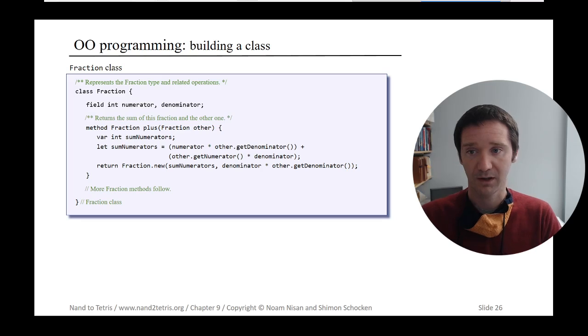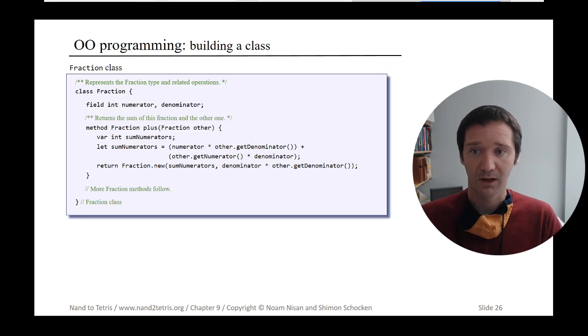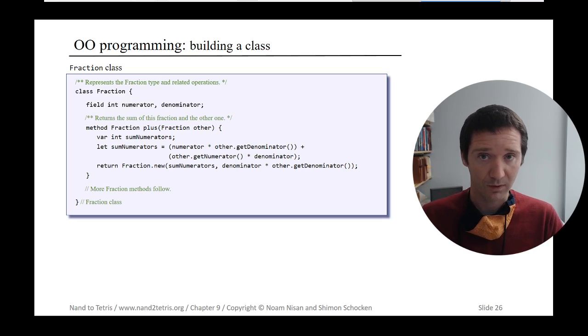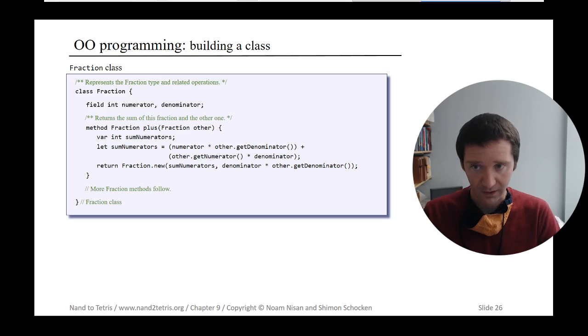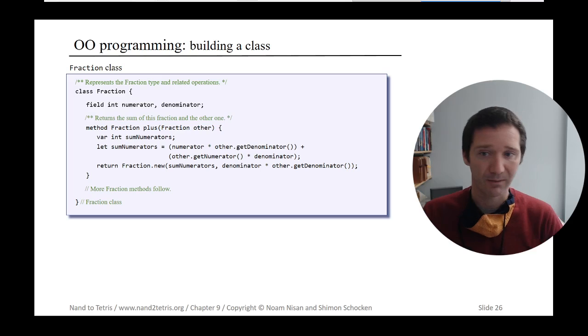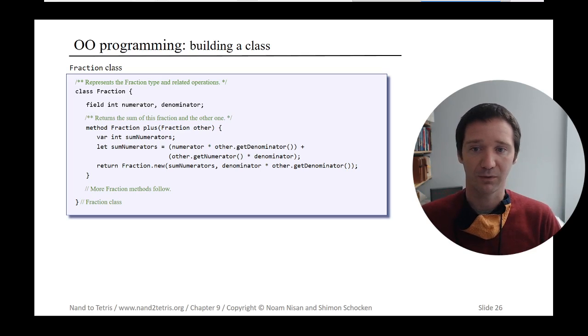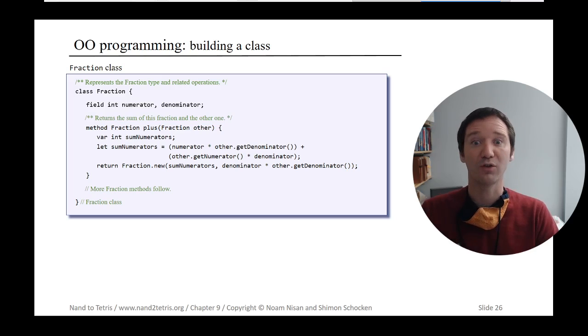You can see this in what we have for our method. We have method fraction plus, so it's going to return a fraction, and we pass it a new fraction called other. Inside of this function, we're going to create our numerator. We sum the numerator times the other fraction's denominator and add that to the other fraction's numerator times our denominator. And we simply return the result of this. So we're returning a new fraction.